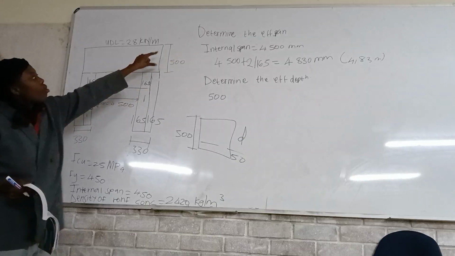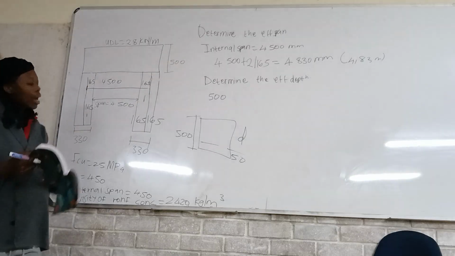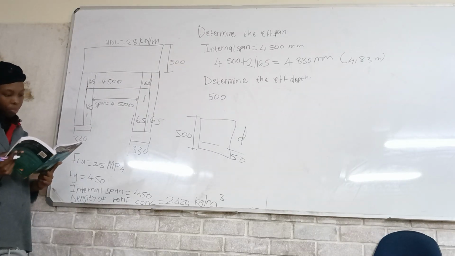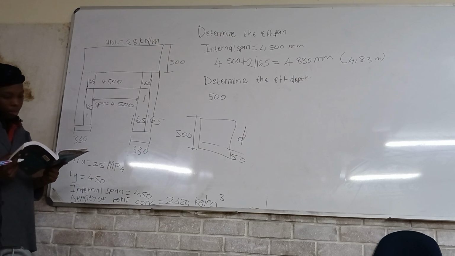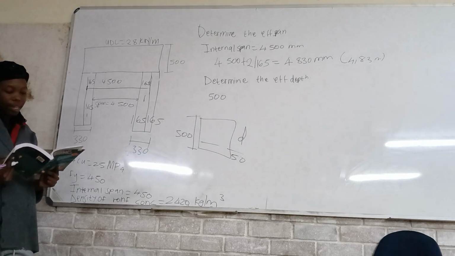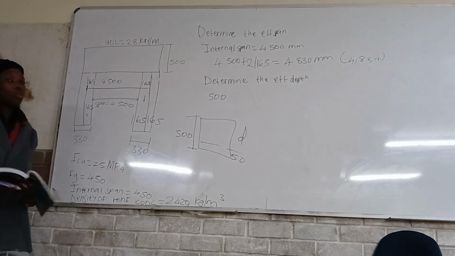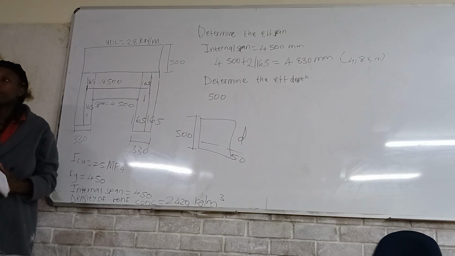So now we have an overall depth of 500. Did they give us a cover? They did not give us a cover. So we can assume our cover as normal.